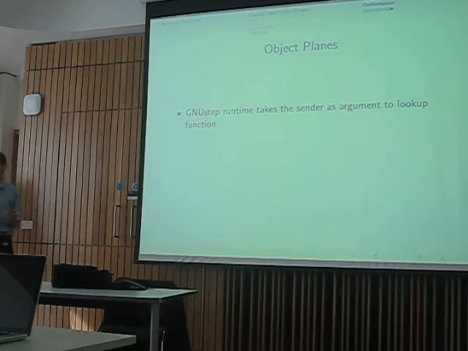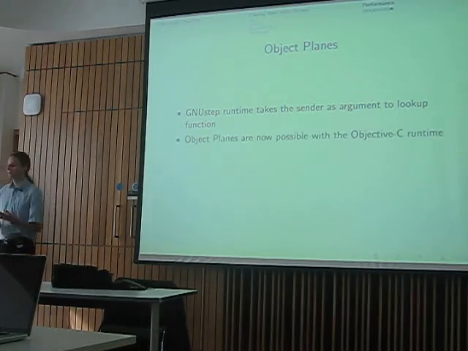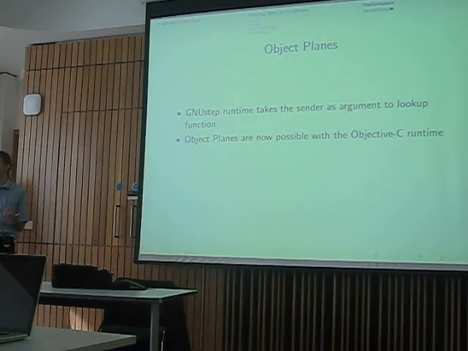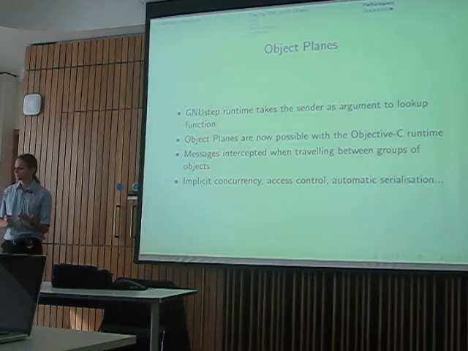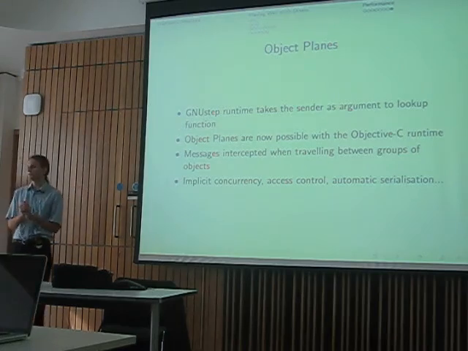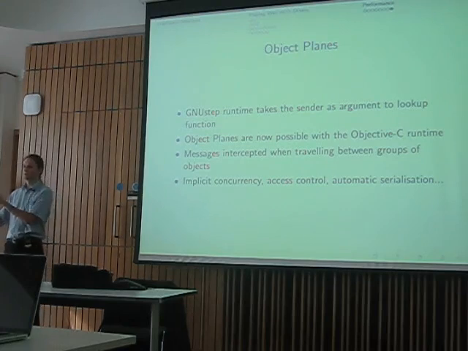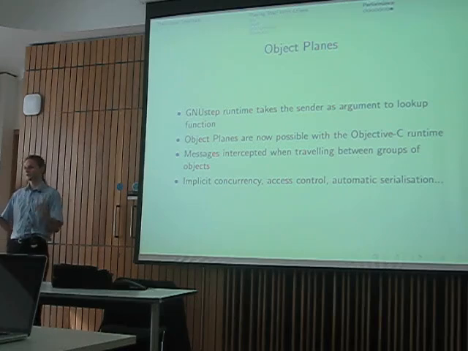The GNUstep runtime takes the sender as an argument when doing the message lookup. So this means we can now do things like intercept messages when they cross some kind of boundary. We can do stuff like implicit concurrency. You say, if your object is a member of this group, then just send a message directly, but if it's not, then add it to a queue.